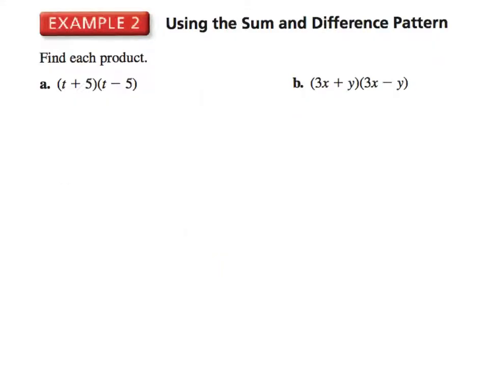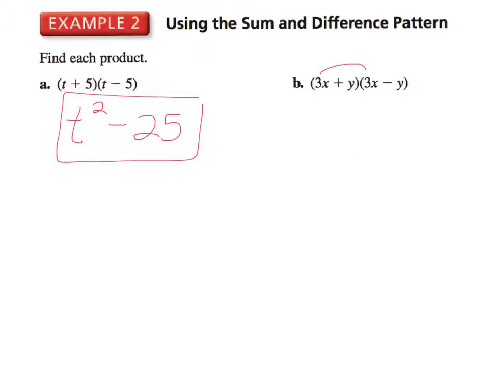So example 2, using the sum and difference pattern. T squared minus 25. That's it. T times t is t squared. 5 times negative 5 is negative 25. Done. This one, 3 times 3x, we're going to square it, 9x squared. We square y, y times y is y squared, and it's minus. 9x squared minus y squared.